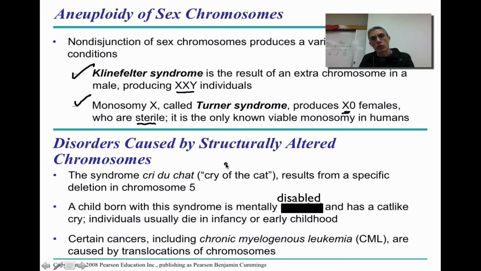Some disorders that are caused by structurally altered chromosomes, which are the ones where you have either deletion, inversion, etc. One of those would be cri du chat, or cry of the cat, and this occurs because of a deletion in chromosome number 5. A child who is born with this syndrome is mentally disabled and has cat-like cries. So that's one of the early indicators that there's probably something wrong with that particular baby. Unfortunately, individuals usually die in infancy or early childhood. Certain cancers can also be caused by structurally altered chromosomes. One of those would be CML, and these are caused by translocations of chromosomes, so the exchange of different genes from different chromosomes.